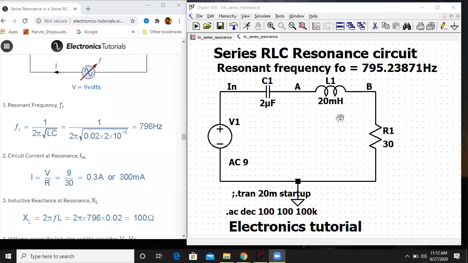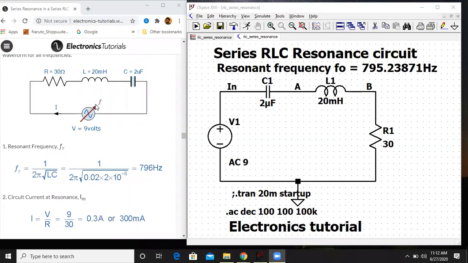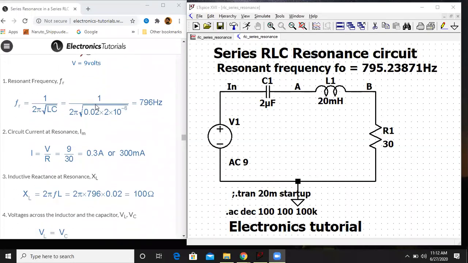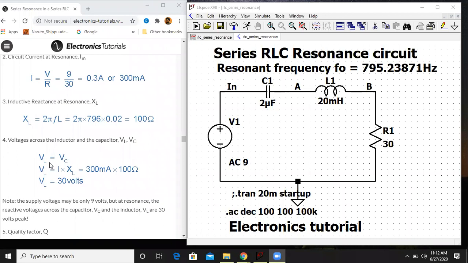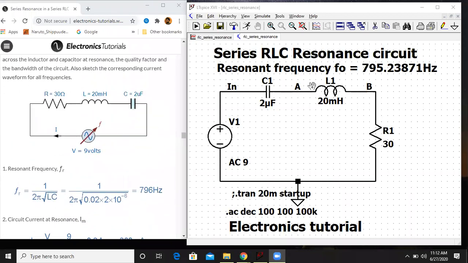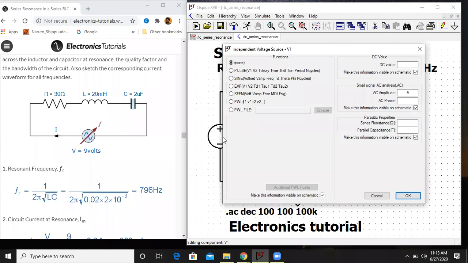Now listen very, very carefully. You can drop down your work now. Next we are calculating the circuit current at resonance and the voltage across the inductor and the capacitor. So you cannot do this with this analysis. So we have to go for a new analysis. For that, right click on the source, and here you have to select the sine. So DC offset, you give it 0.